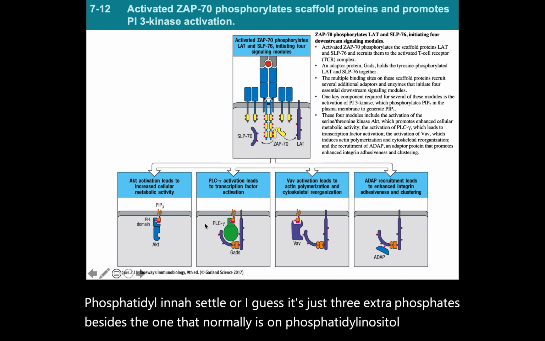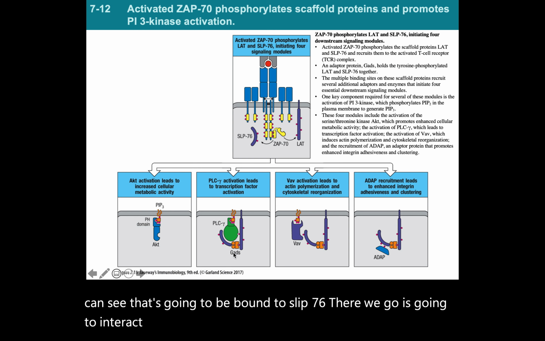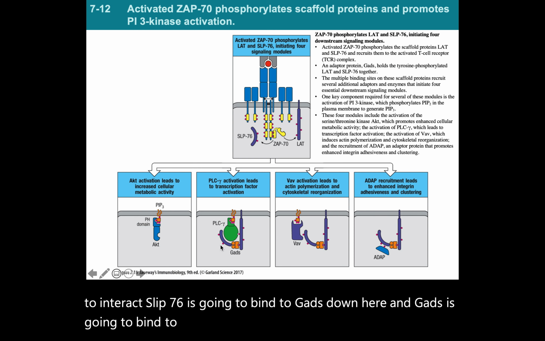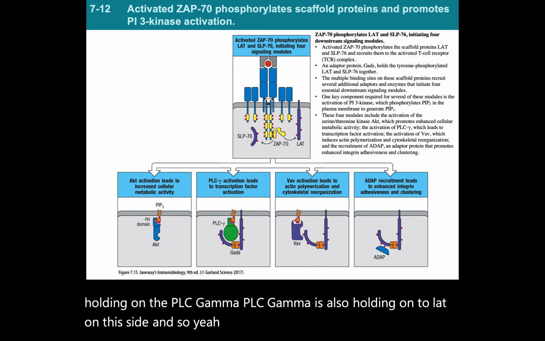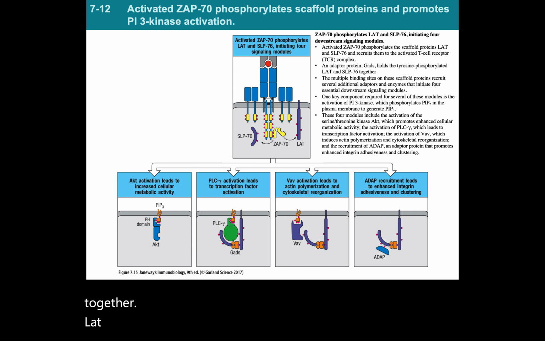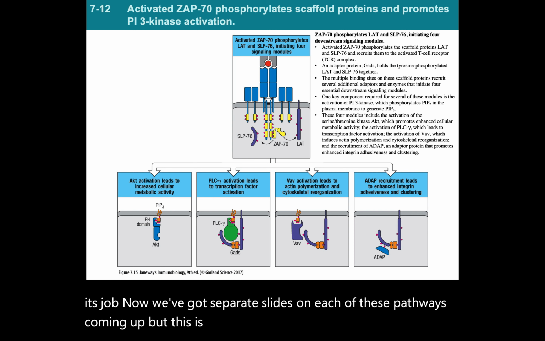And you can see that's going to be bound to SLP76. There we go. It's going to interact. SLP76 is going to bind to GADS down here, and GADS is going to bind to LAT. And so GADS is holding on to SLP76, which is holding on to PLC gamma. PLC gamma is also holding on to LAT on this side. And so, yeah, together, LAT and SLP76 make a nice little cradle where PLC gamma can do its job. Now, we've got separate slides on each of these pathways coming up, but this is like a little introduction to those pathways, I would say.